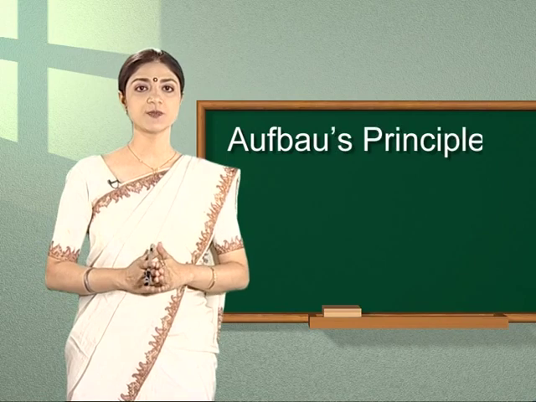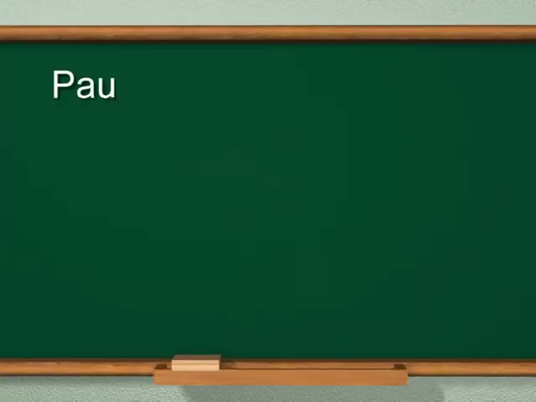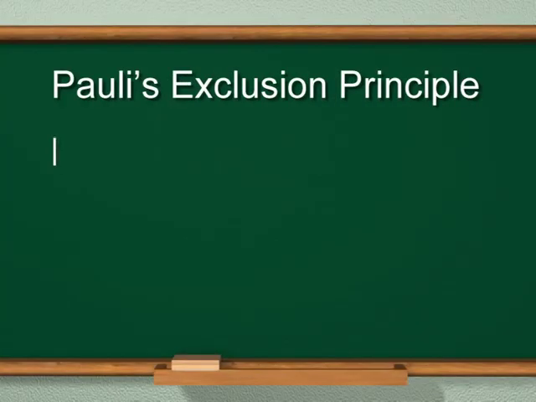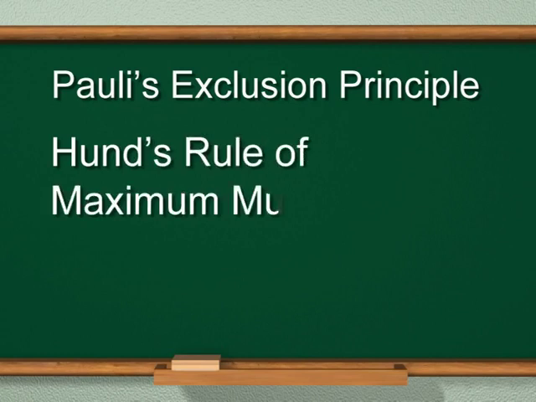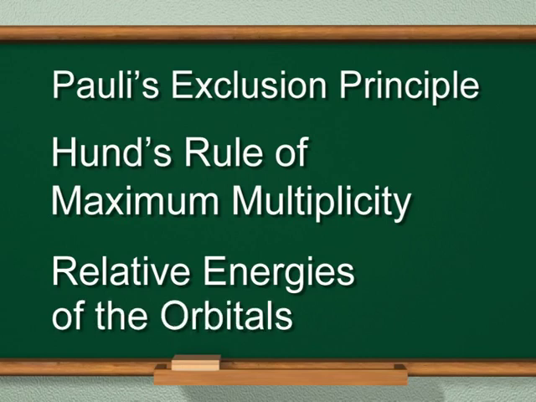The filling of electrons in the orbitals of different atoms takes place according to the Aufbau principle, which is based upon the Pauli's exclusion principle, Hund's rule of maximum multiplicity and the relative energies of the orbitals. Let us discuss them one by one.